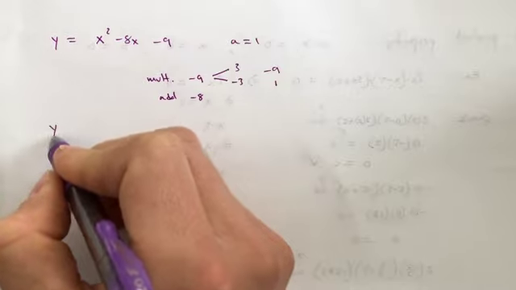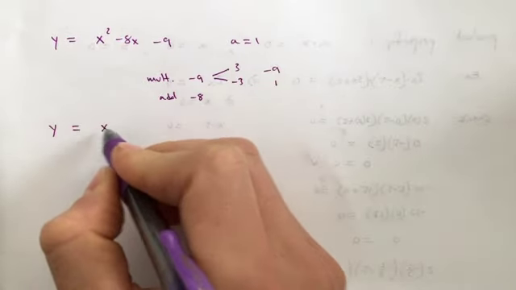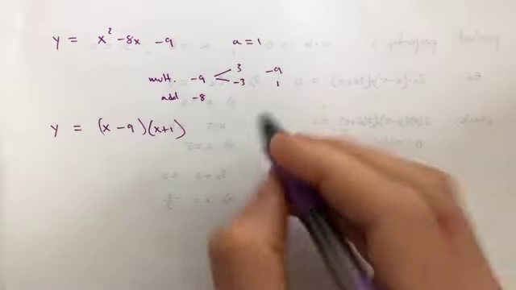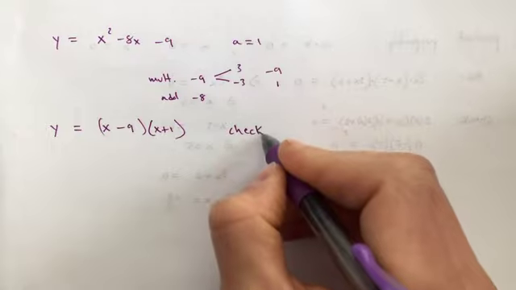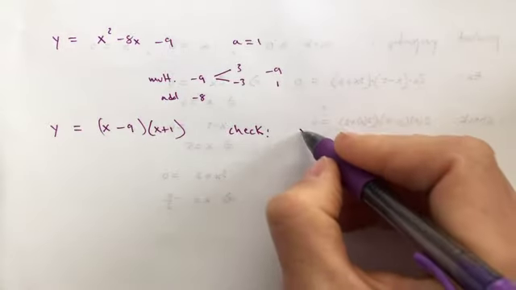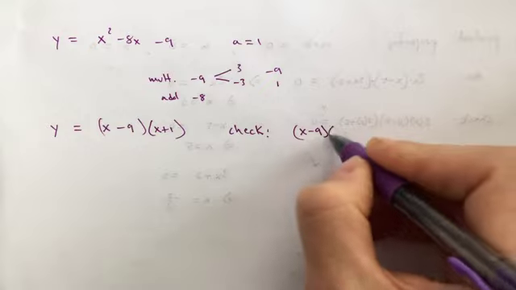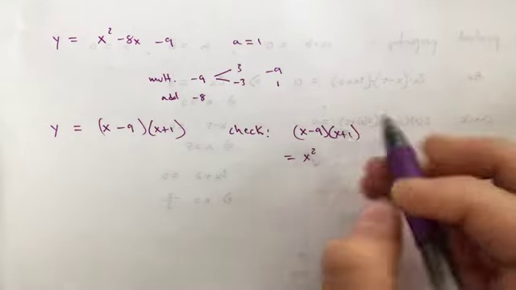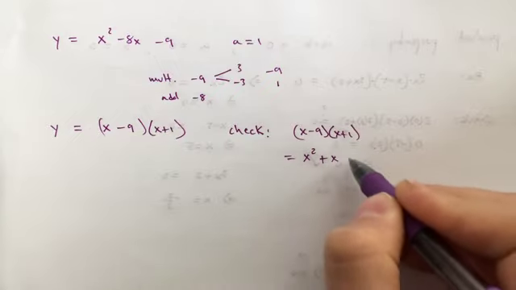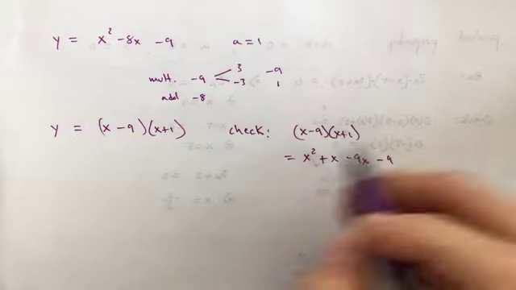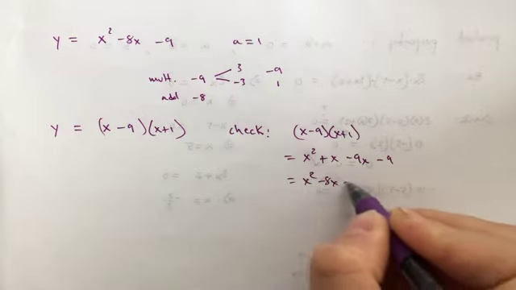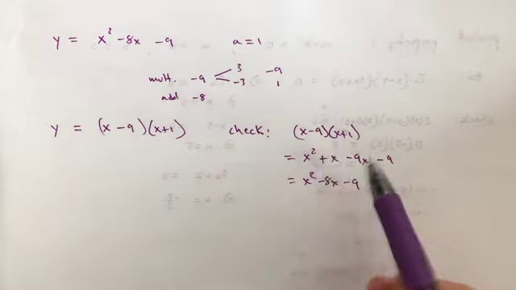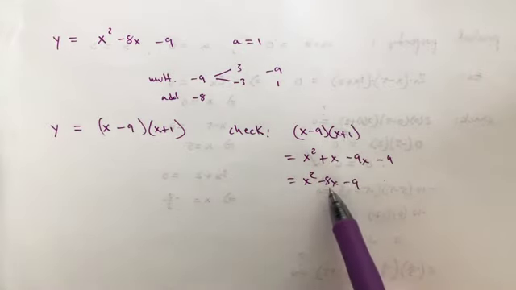So basically that tells us that this factors to y equals x minus 9 times x plus 1. Okay, we could check by distributing to make sure that this works. And we would get x minus 9 times x plus 1. Distributing, we get x squared plus x minus 9x minus 9, which is x squared minus 8x minus 9. Again, you can see the negative 9 and the 1 multiplying to get negative 9, and the negative 9 and the 1 adding to get negative 8.